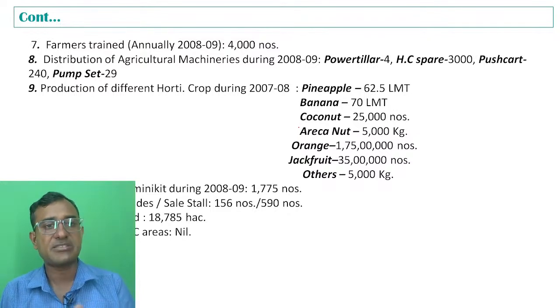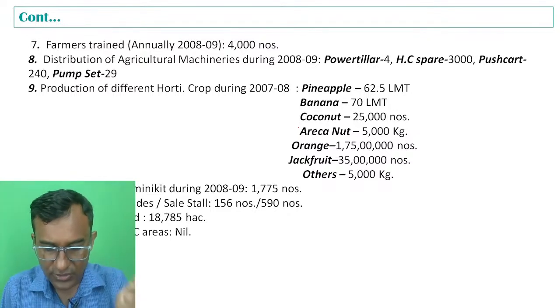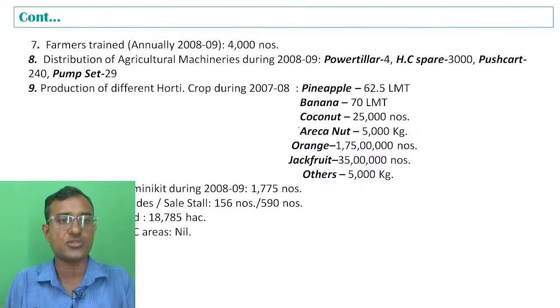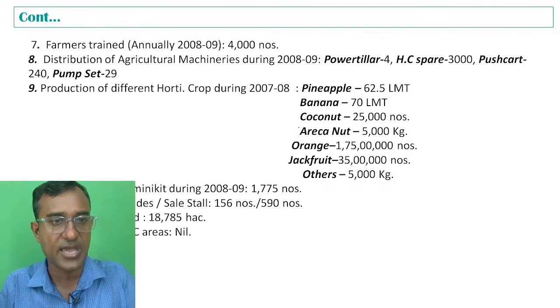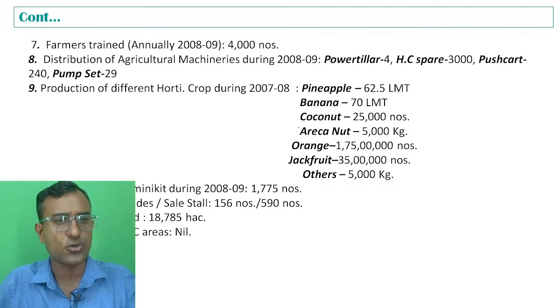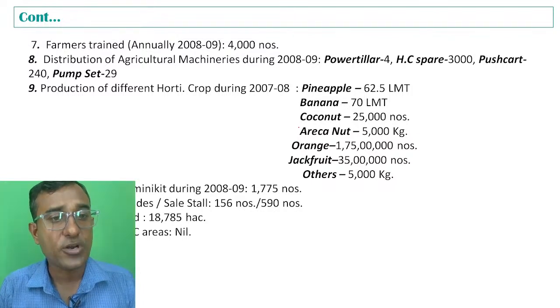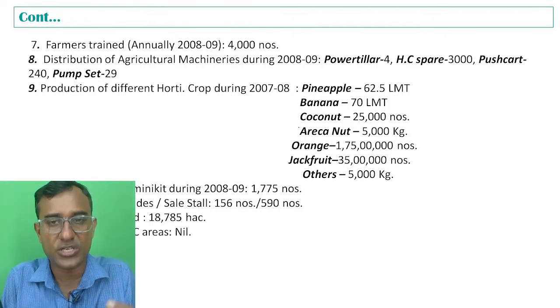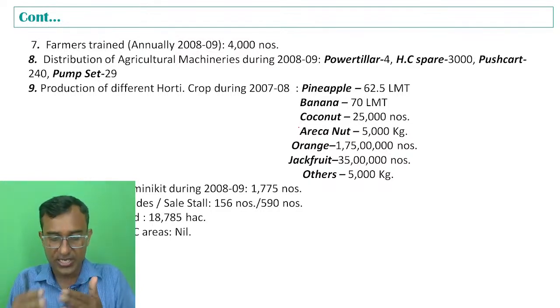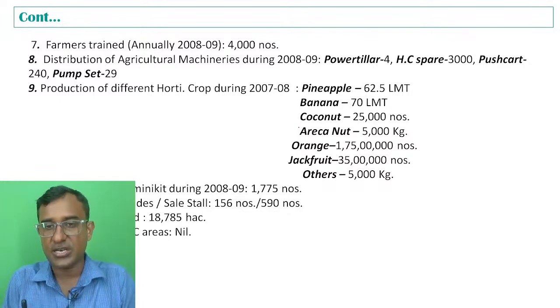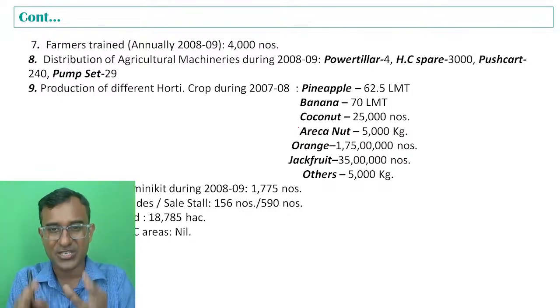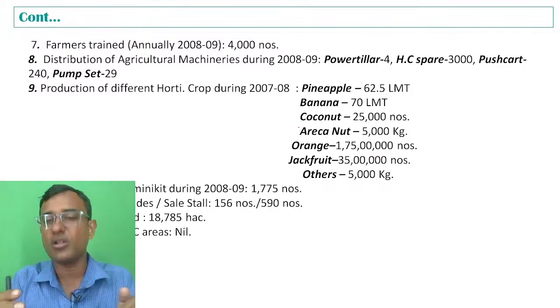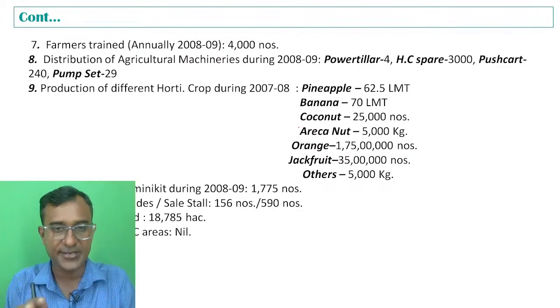And farmers trained during 2008 and 2009 is 4,000 for horticulture, okay? Again, machines were distributed, let's not go there, okay? And production of different crops, this you should remember a bit, okay, so that you will understand different questions. If some tricky question comes, you can answer from this type of data. You don't have to remember all the numbers, but you should have an idea at least, okay?